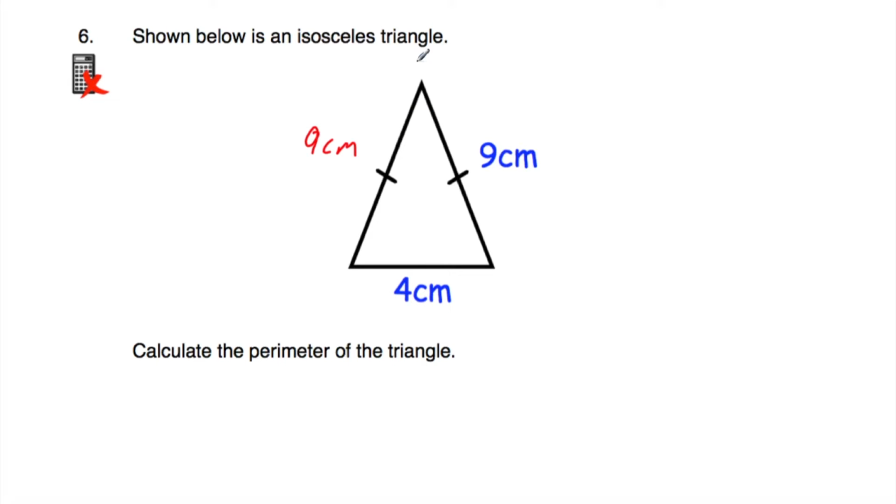So as I said, it's an isosceles triangle. Two sides have got the same length, so 9 centimeters and 9 centimeters. So if we do 9 plus 9 plus 4, we can find the perimeter, the distance around the outside of this triangle. So 9 plus 9 is equal to 18, plus 4 is equal to 22.